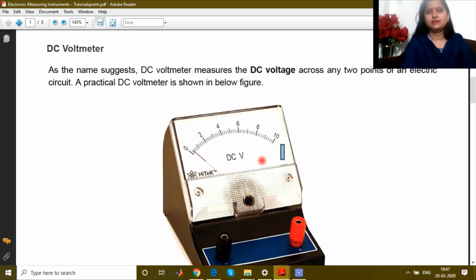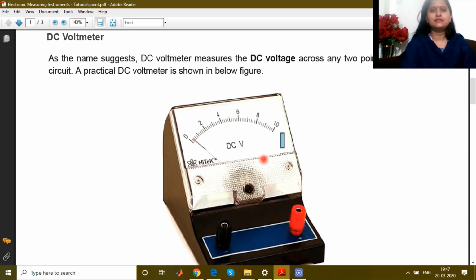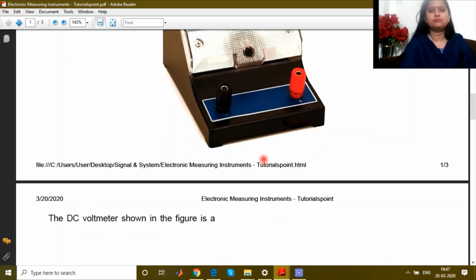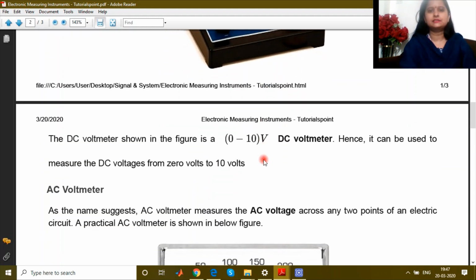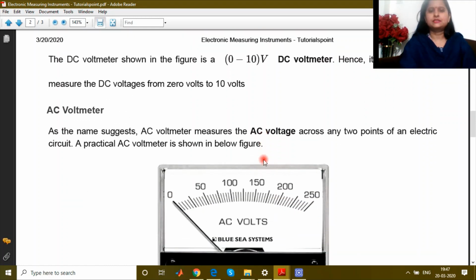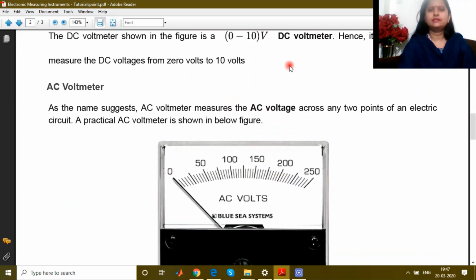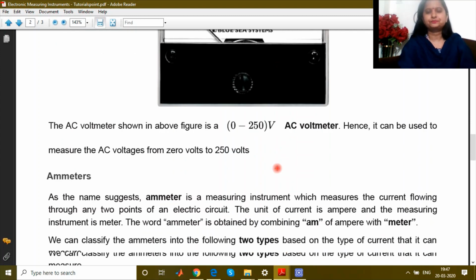Similarly, an AC voltmeter is a voltmeter which measures the voltage in an AC circuit. So this is an AC voltmeter. Similarly, here is a range from 0 to 250 volt. So this voltmeter can measure a voltage up to 250 volt when it is connected in parallel with a circuit where we want to calculate the voltage drop in a load or in a circuit.